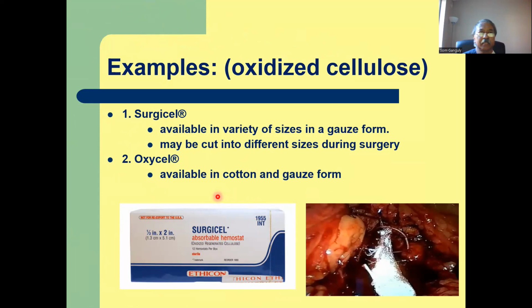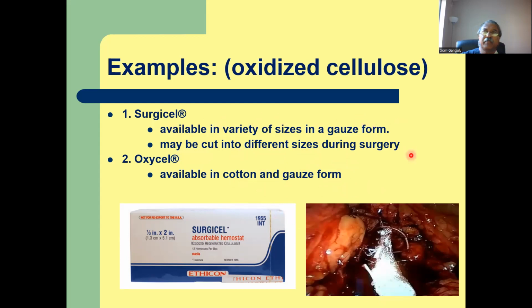This can be cut in many different sizes during the surgery. We usually know from the preference which surgeon likes to use Surgicel or which surgeon likes to use Oxycel. Oxycel is like a cotton, a white cotton kind of gauze, a strip of gauze, and Surgicel is like a little silk kind of formation.